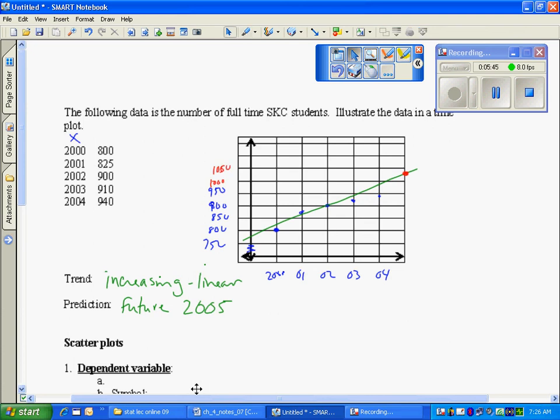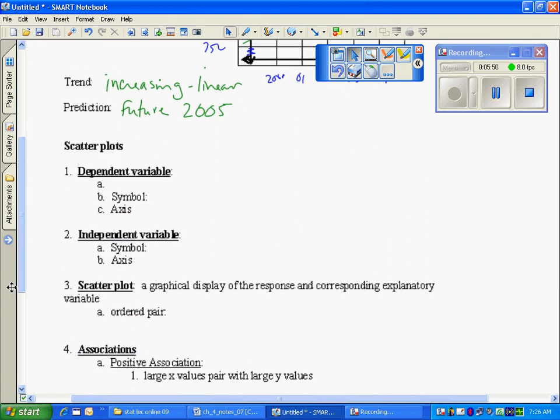Models are very inaccurate, but they're very good for giving us some sort of an idea of what might be happening. So histograms are used for continuous data. Time plots are used for trends and predictions. Now a little look at scatter plots.